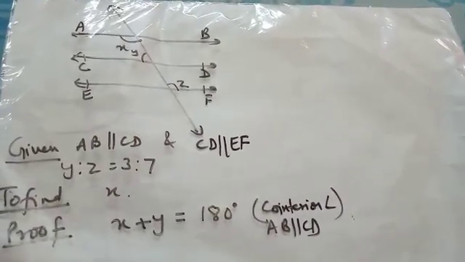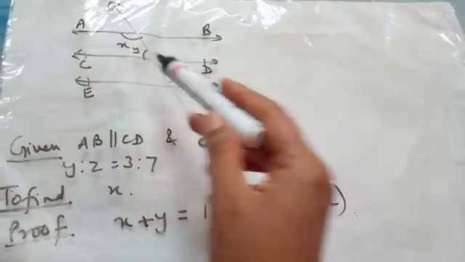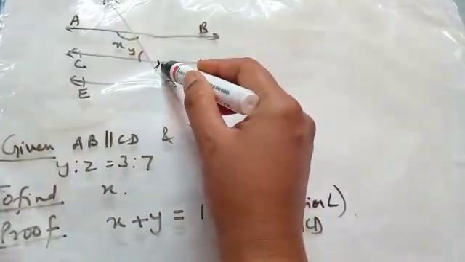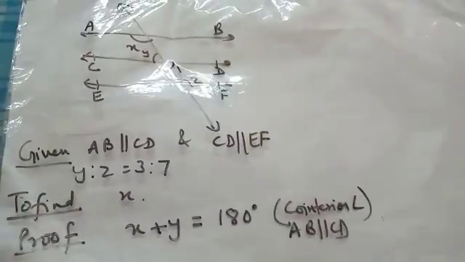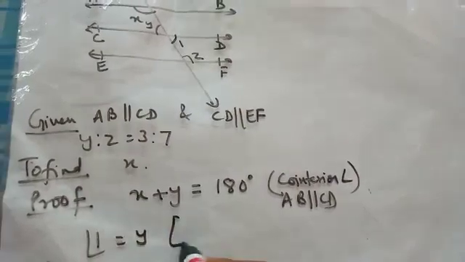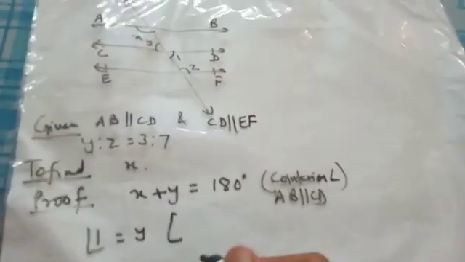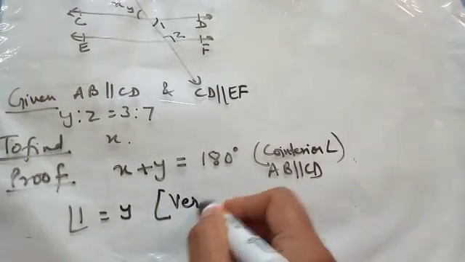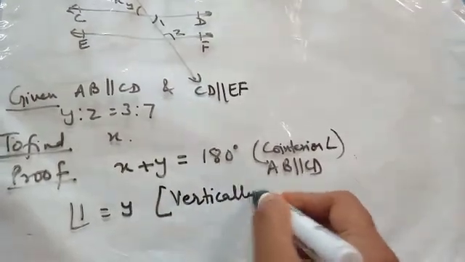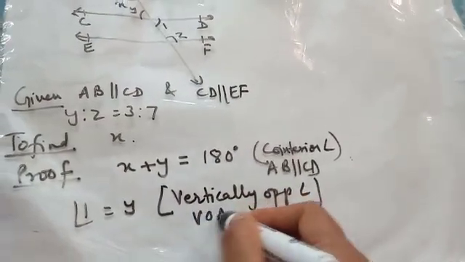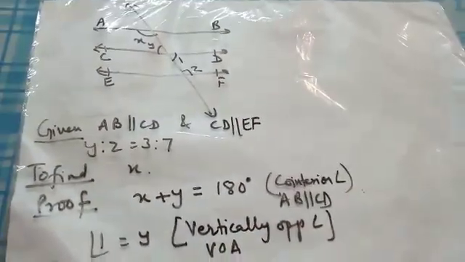Now if we have to find out the relation between y and z, I can assume that this angle is also y. So let me name this as 1. So I am writing here angle 1 is equal to y. What is the reason for writing this? Angle 1 is equal to y. The reason is they are vertically opposite angles. You may write in short VOA, that is vertically opposite angle.